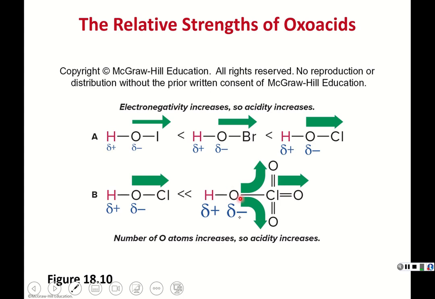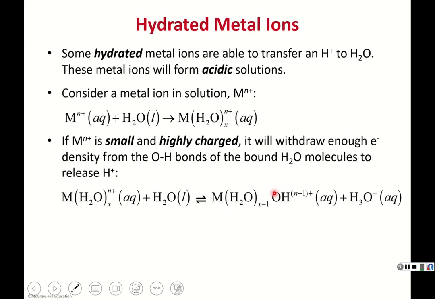there's a much bigger difference in the electronegativities between the hydrogen and the oxygen. With this number of oxygens, there's just so much more electronegativity and ability to pull electron density away. We don't really talk too much about oxoacids in the class, but if you have to determine which one's stronger, look first at the number of oxygens and then at the center atom and see which one is more electronegative.